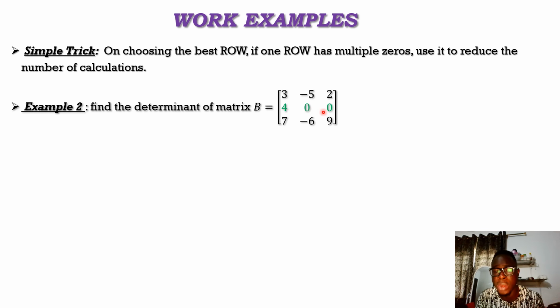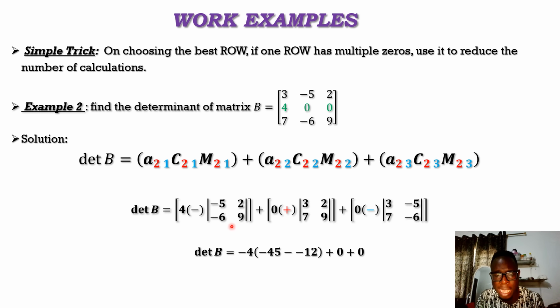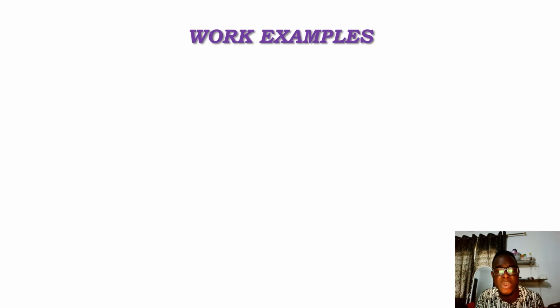Then negative times 4 will be -4. Then negative 9 times 5 will be -45, and 6 times -6 will be -12. The negative between them, so negative will be positive. Then our results will be -4 times -33, which will be 132, because negative and negative is positive. So this is how we find the determinant of a 3 by 3 matrix.